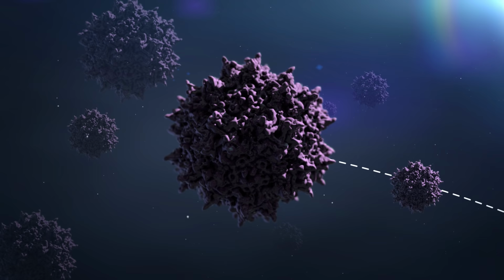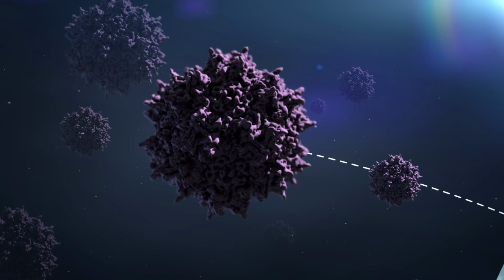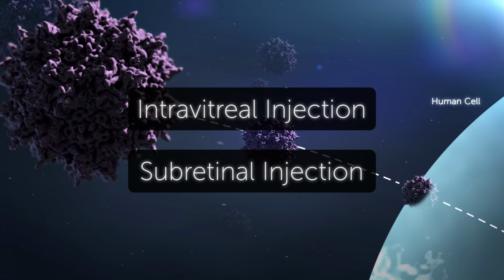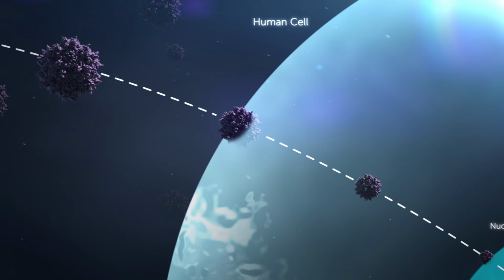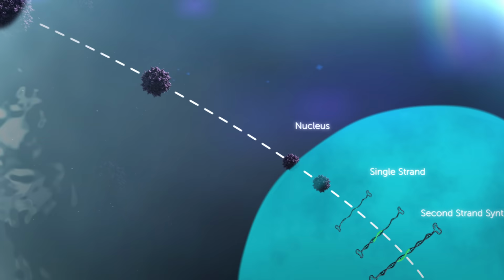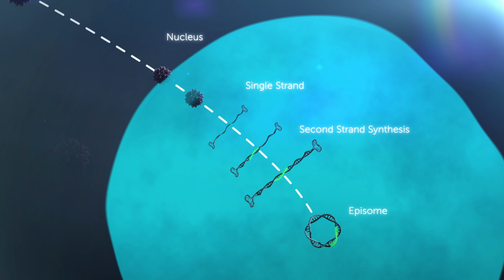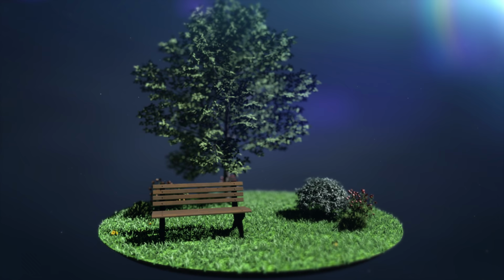AAV vectors are delivered to cells in the retina by routine ophthalmic delivery methods, such as intravitreal or subretinal injection. Once administered, AAV vectors enter the patient's cells and deliver a copy of the functional gene directly into the nucleus. Once inside the nucleus, the functional gene can support the production of the normal protein and correct the underlying cause of the disease.